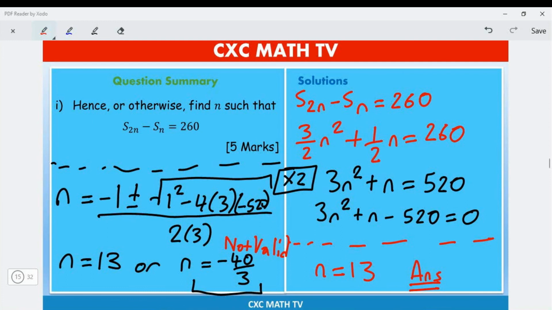Alright, so what we're saying is when n is 13, S2n minus Sn is 260. That's literally all we're saying. When n is 13, that's when the sum is going to be equal to 260.